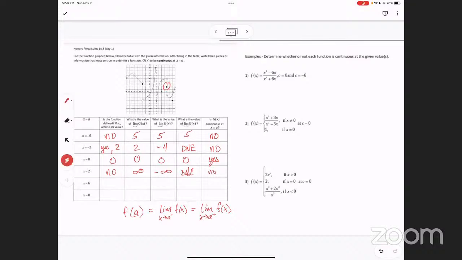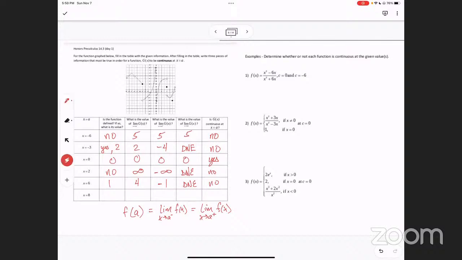How about at 6? That's this one right here. What's the function value? At 6, the function value is 1. Good. What's the limit from the left? On the left it is 4. Good. From the right? It's -1. Good. So does the limit exist? No, it does not exist. And is it continuous? No.